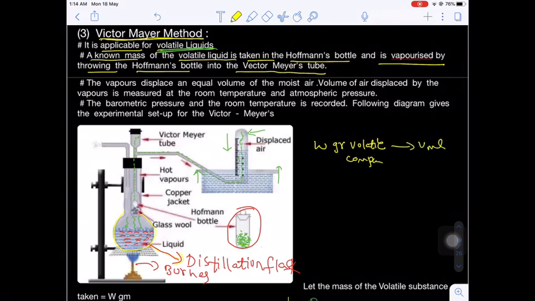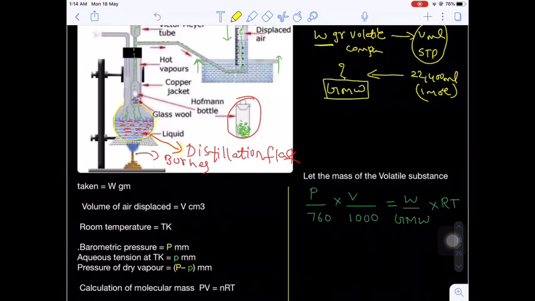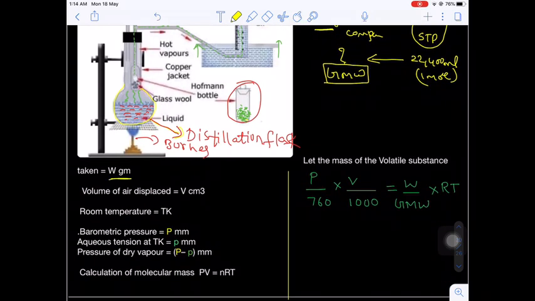It will occupy how much volume, V mL of volume, at STP condition. Let's suppose we know V mL of a gas has W gram weight. Then 22,400 mL of gas has how much weight? That corresponds to the gram molecular weight, because 22,400 mL corresponds to 1 mole of an ideal gas. Okay, this is the concept. Now here W gram weight is taken and it displaces how much volume, V centimeter cube.